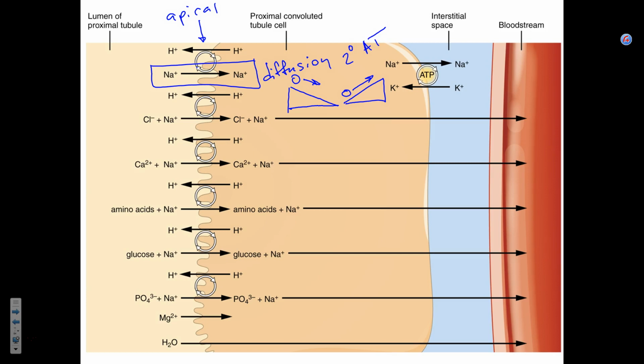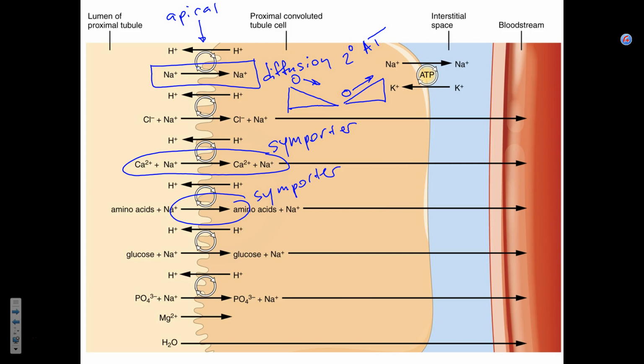For instance, a sodium-calcium symporter will provide a way for calcium to get into the cell, back into the peritubular capillaries. Well, eventually. A sodium-amino acid symporter will do just the same. A sodium-glucose symporter will do just the same. Does that make sense?